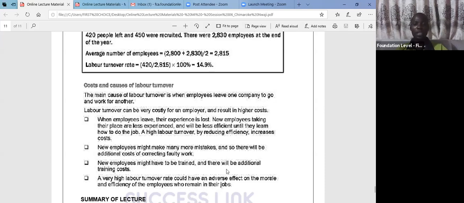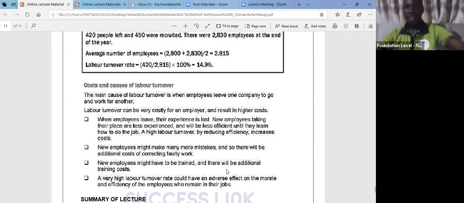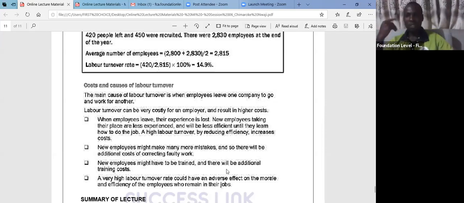New employees taking their place may be less experienced, and so there will be less efficiency in the job until they know how to do the job. So when people leave the job to go to another place and you have to recruit, you see that efficiency is reduced. That's why companies will tell you some years of experience, like say 5 years experience, because they know that when people leave the job and another person comes to take its place, that efficiency is reduced.